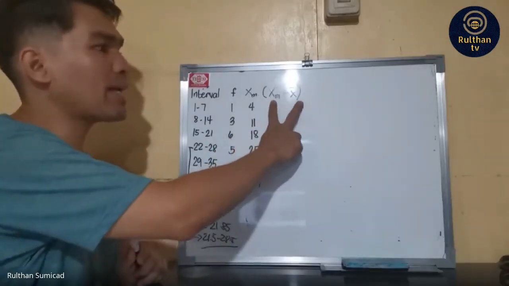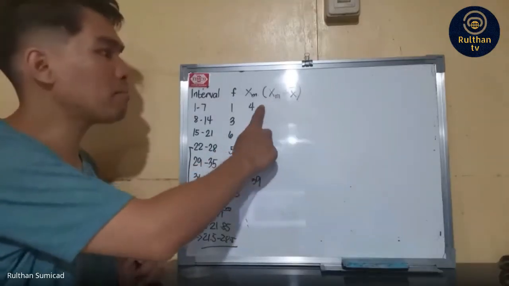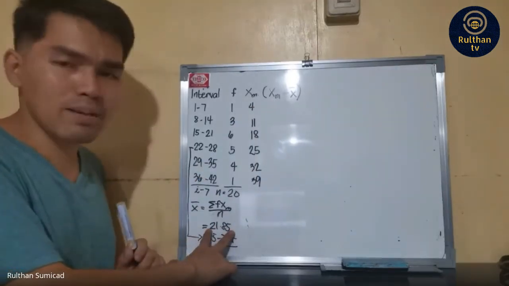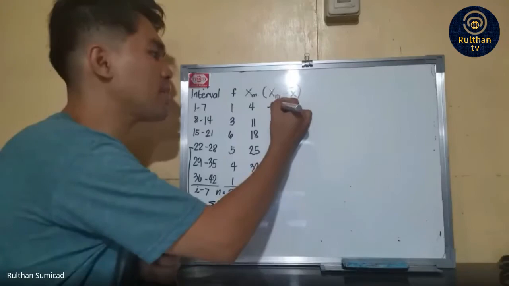Remember, it is the midpoint minus the mean. Our midpoint is 4, our mean is 21.85. What is your answer so far? Sir, is it negative 17.85? Negative 17.85. Next.